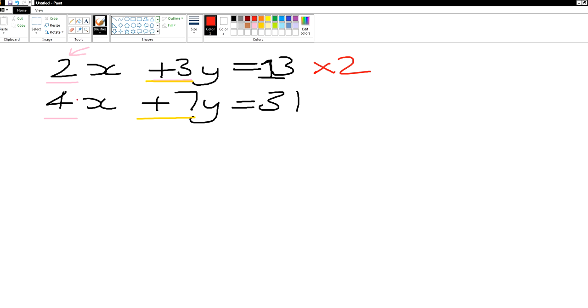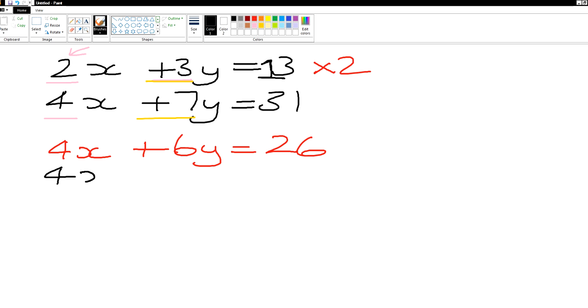So what we do now is 2x times 2 is 4x. Plus 3y times 2 is, sorry, 13 times 2 is 26. Let's copy down the bottom equation as it is without any manipulation. This is question, which number is it, Abdullah? Question number 9.